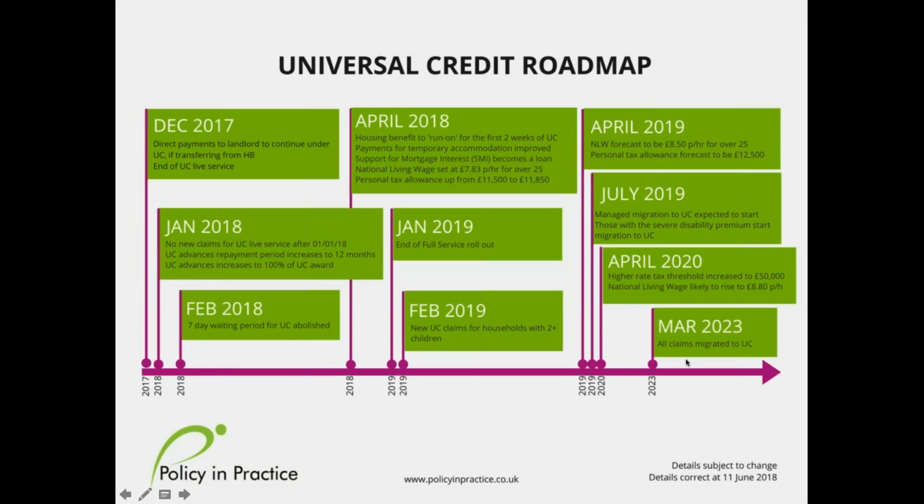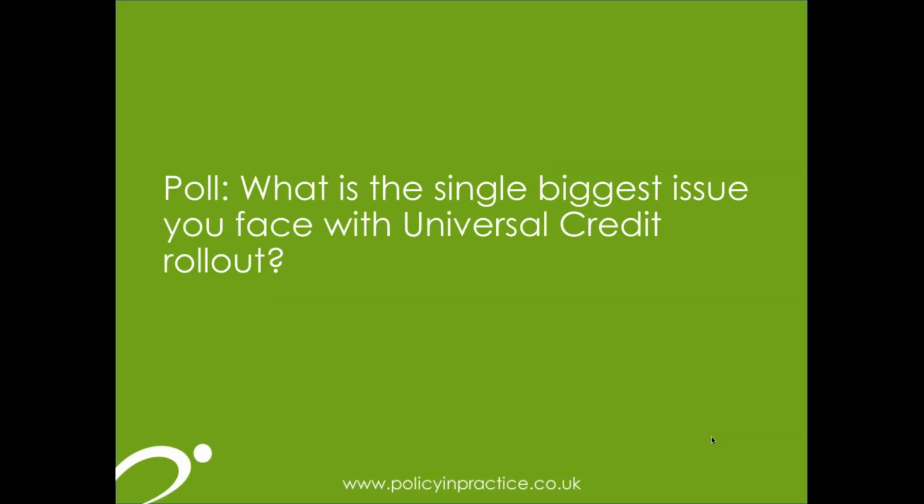You can see that by March 2023, all claims should have migrated to universal credit, pushing back from 2022. A couple of the other changes that were announced last week have already been factored into our benefit and budgeting calculator, which again, Zoe can talk a bit about. But we've got two experts on the line.